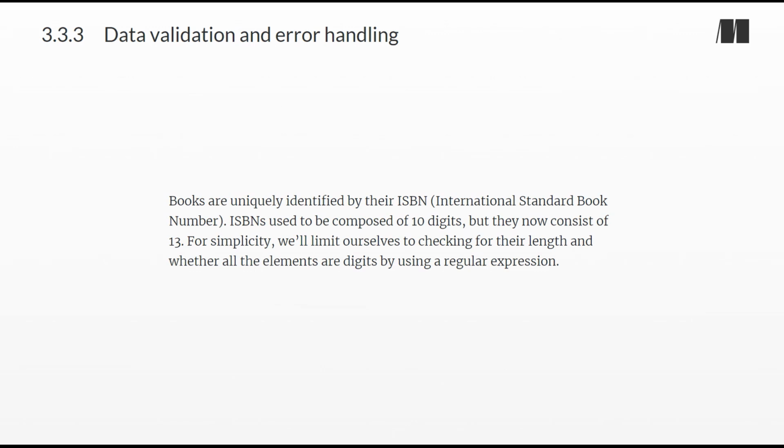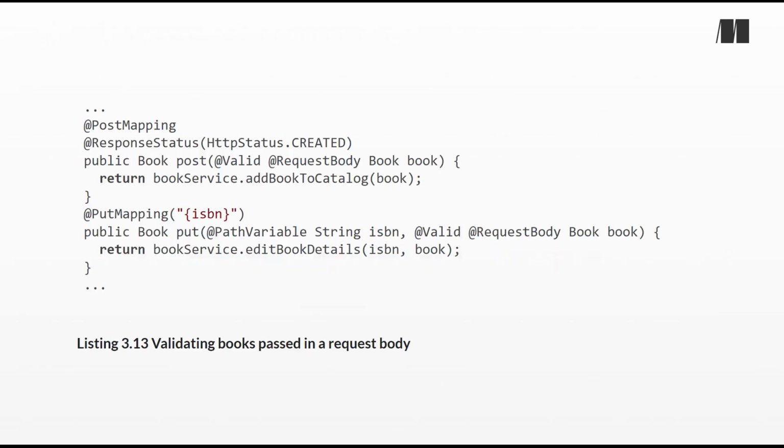For simplicity, we'll limit ourselves to checking for their length and whether all the elements are digits by using a regular expression. The annotations from the Java Bean Validation API define the constraints, but they are not enforced yet. We can instruct Spring to validate the book object in the BookController class by using the @Valid annotation whenever a request body is specified as a method argument.